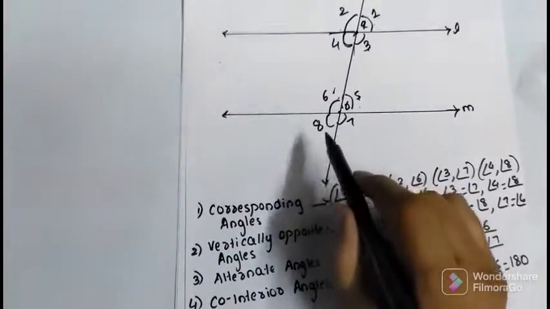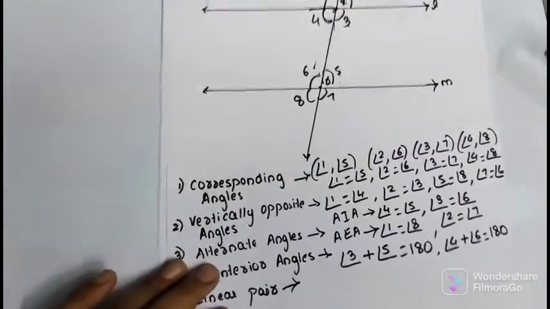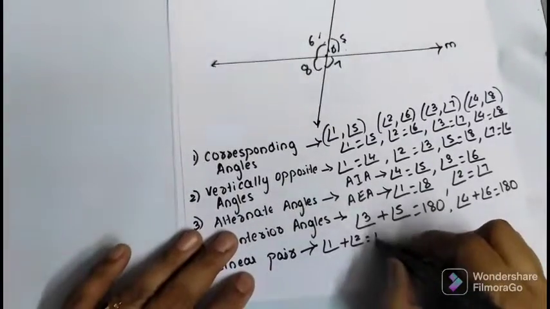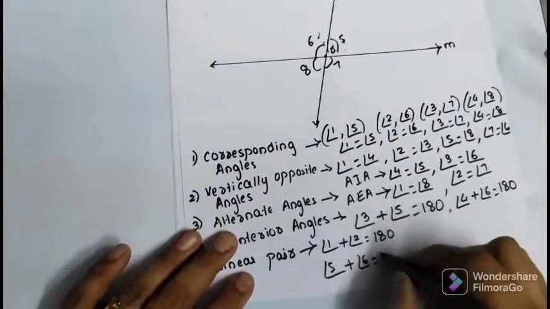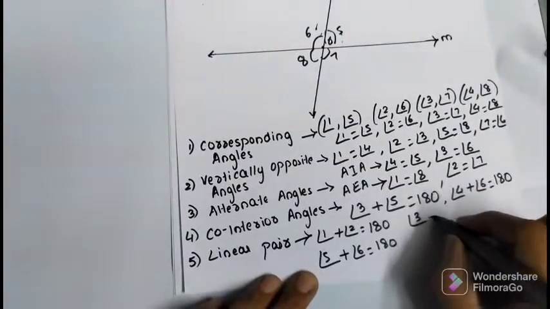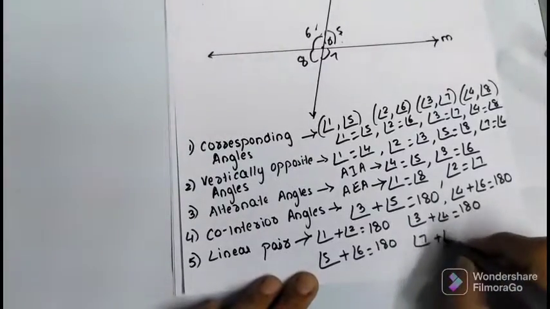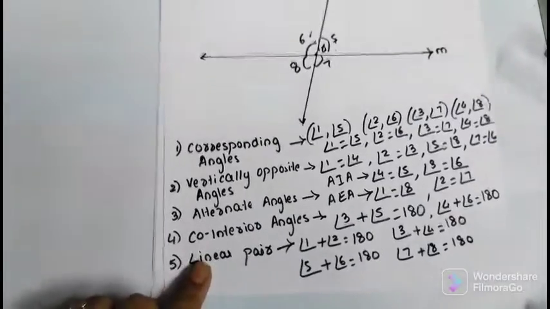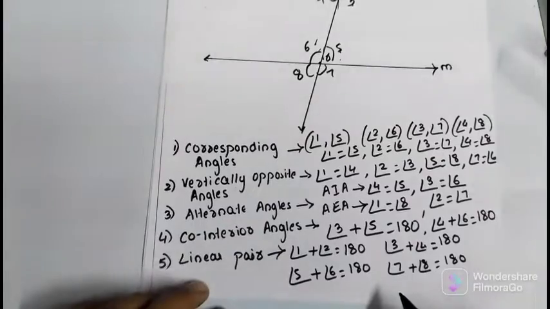Angle 7 and angle 8 also form 180 degrees, isn't it? So I'll just mention it in this. Angle 1 plus angle 2 is equal to 180 degrees. Angle 5 plus angle 6 is equal to 180 degrees. Then angle 3 plus angle 4 is equal to 180 degrees. And angle 7 plus angle 8 is also equal to 180 degrees. These are all called a linear pair. Whenever we have a straight line and two angles together form 180 degrees, those are the linear pair.